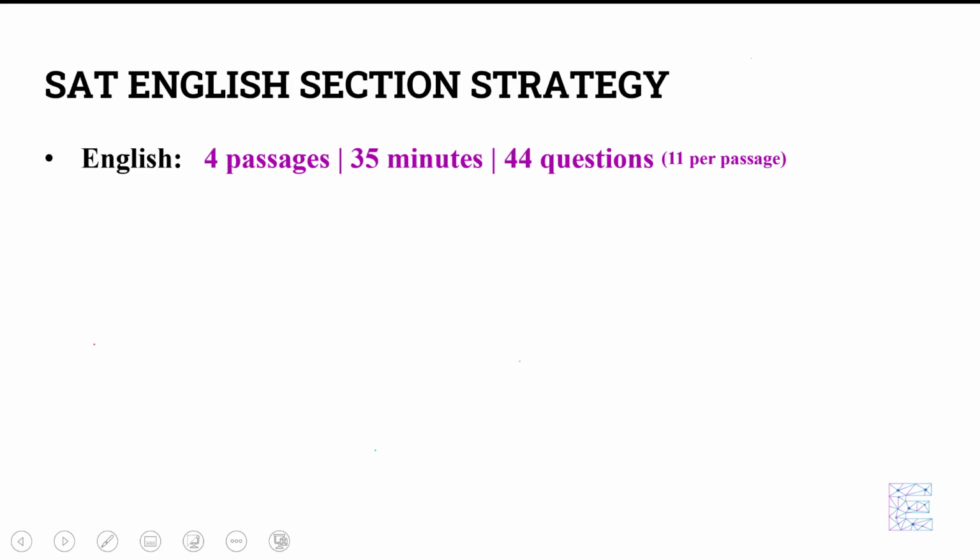And now we're just going to add to the knowledge we already have by coming up with a plan that we can execute on exam date. Now, remember, the SAT English section has 4 passages, and you'll have 35 minutes to complete those 4 passages. In total, there will be 44 questions, which means there are 11 questions per passage. In the real world, this is really not a realistic amount of time to give someone to answer 44 questions in 35 minutes. But that's the card we are dealt.